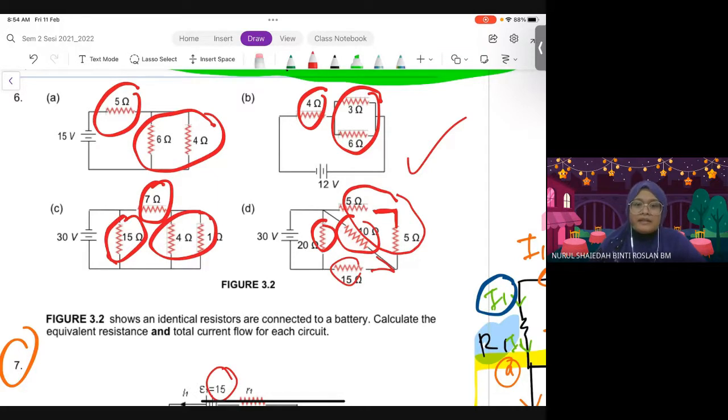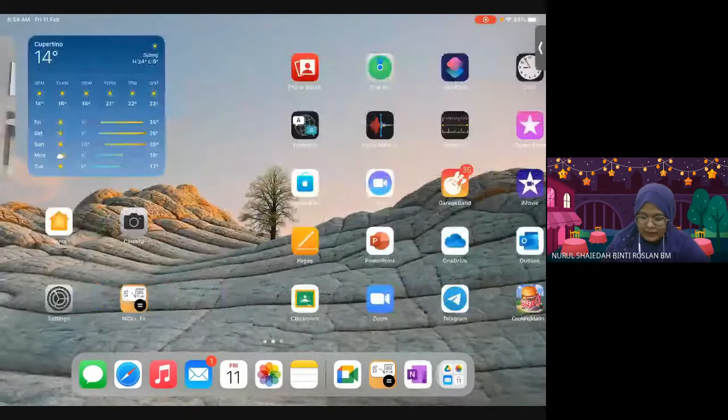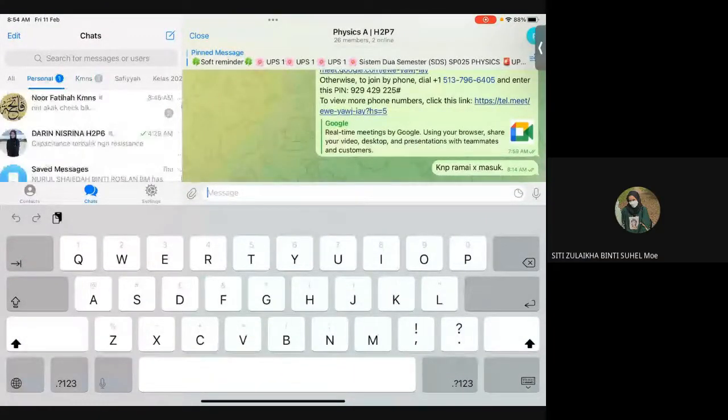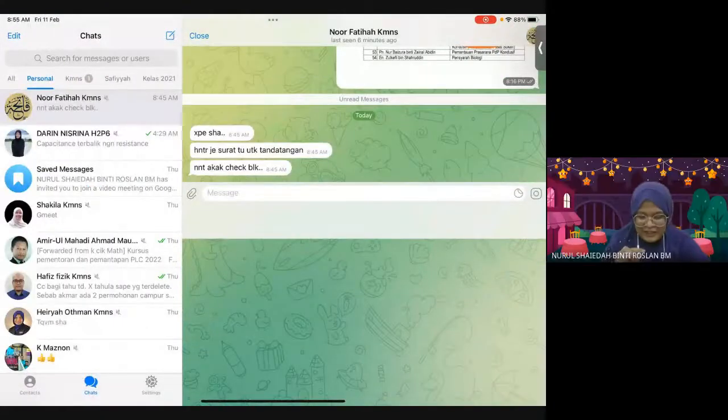Kalau resistor tambah. Macam Darin tu dia tunjuk kat saya tak tahu dia ada kat sini ke tak ada. Yelah, awak ni kan Darin ni. Tunjuk juga, geram. Madam, Darin bukan H2P6 ke? Oh, salah.